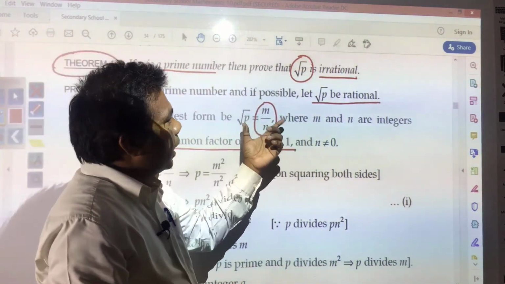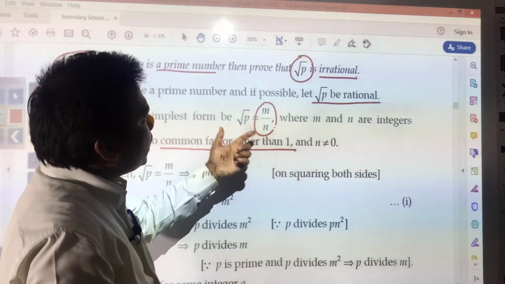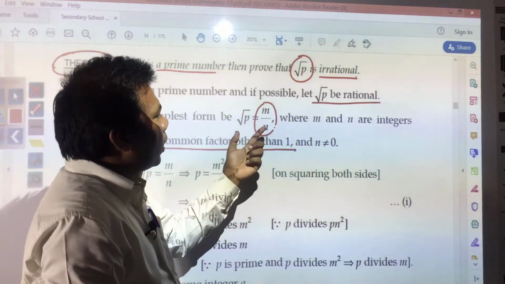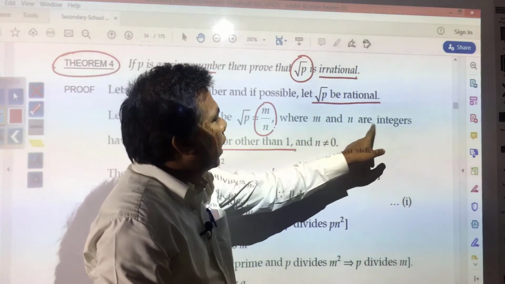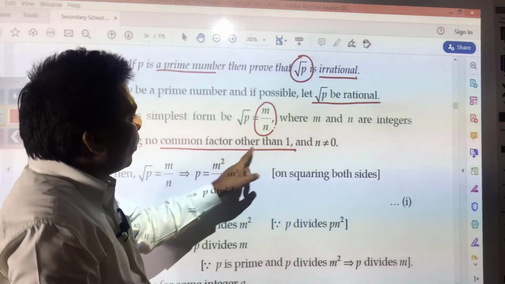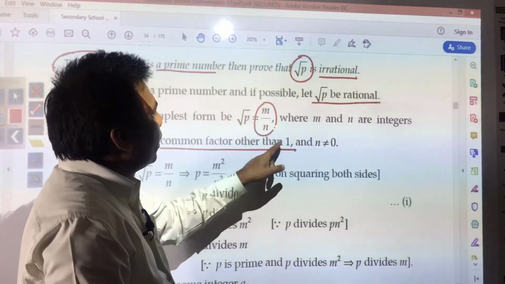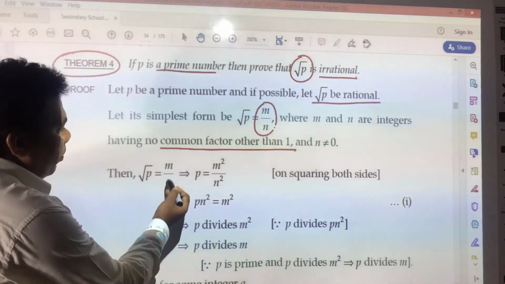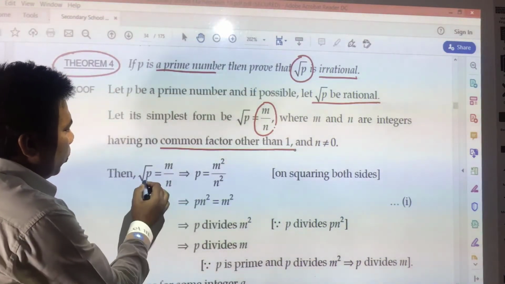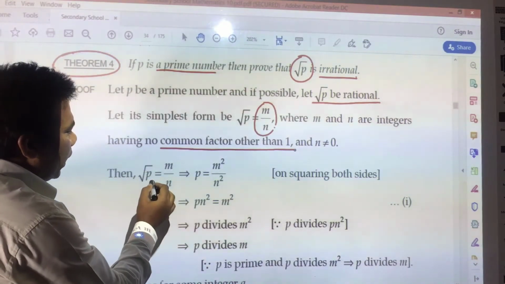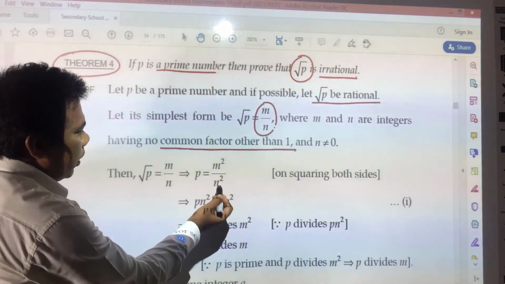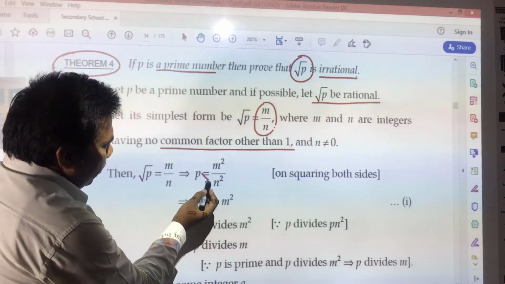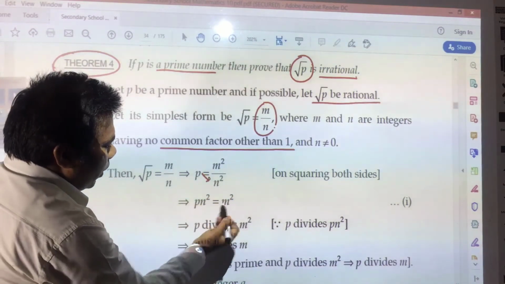So, any rational number can be expressed in the form of p by q or m by n or a by b, whatever you write, where m and n are integers having no common factor, that is, co-prime numbers, and n is not equal to 0. Now, root P is equal to m by n, that implies, on squaring both sides, P is equal to m square by n square, and doing cross multiplication, P into n square is equal to m square. Call this equation 1.